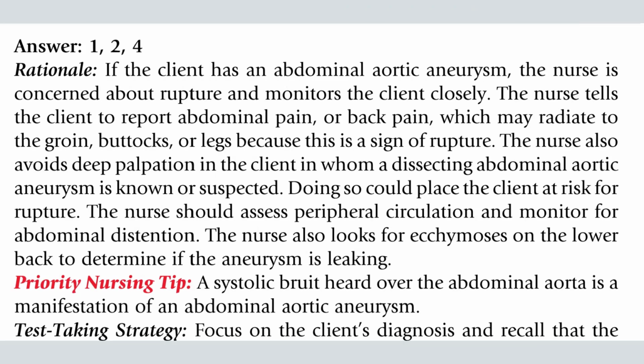Answer: 1, 2, 4. Rationale: if the client has an abdominal aortic aneurysm, the nurse is concerned about rupture and monitors the client closely. The nurse tells the client to report abdominal pain or back pain, which may radiate to the groin, buttocks, or legs, because this is a sign of rupture. The nurse also avoids deep palpation in the client in whom a dissecting abdominal aortic aneurysm is known or suspected. Doing so could place the client at risk for rupture.